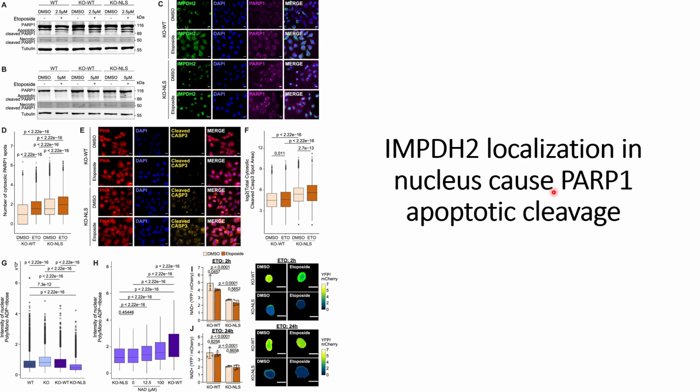This indicates that PARP1 apoptotic cleavage does not occur completely, whereas in the case of the knockout NLS they can see that the difference is not significant. This indicates that the PARP cleavage goes on even before the DNA damage is triggered by adipocytes.